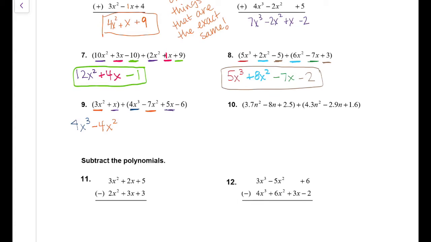Then we combine our x's together. Remember, there's a 1 in front of it if it doesn't have a number. 1x plus 5x is 6x. And then we have a minus 6 off by itself at the end.